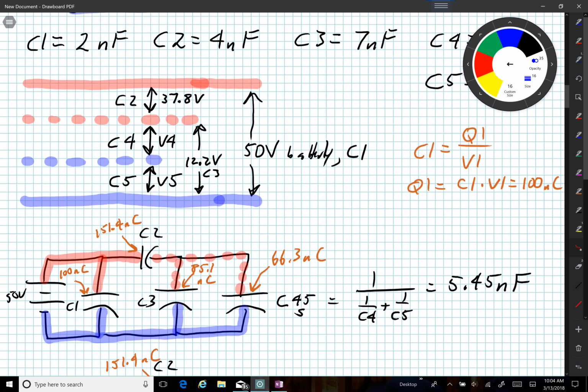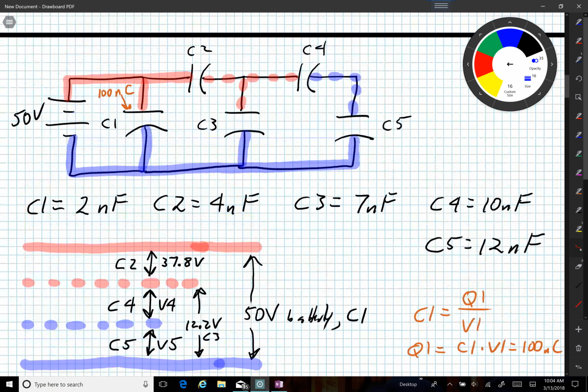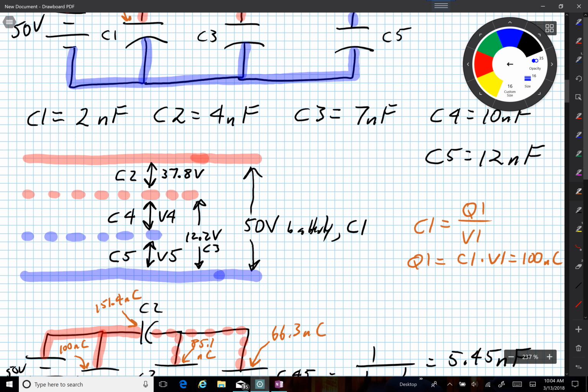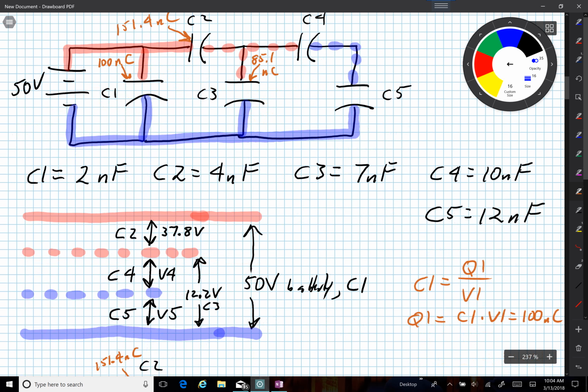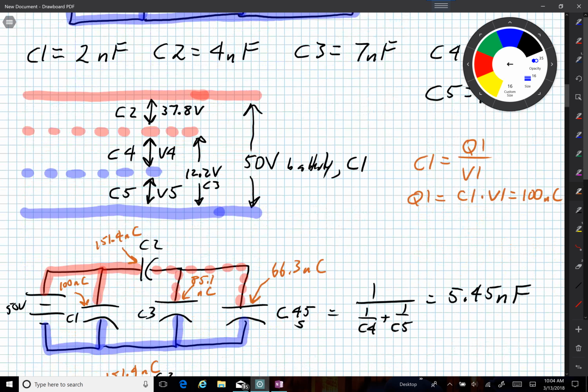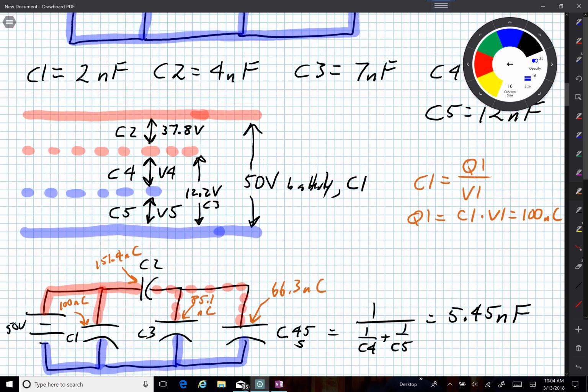Now we come back to our original diagram. So let's go back up here. Let's put in all the ones that we know. We know 151.4 nanocoulombs is here. We know that this is 85.1 nanocoulombs. So here, 85.1 nanocoulombs. We know 66.3 nanocoulombs.